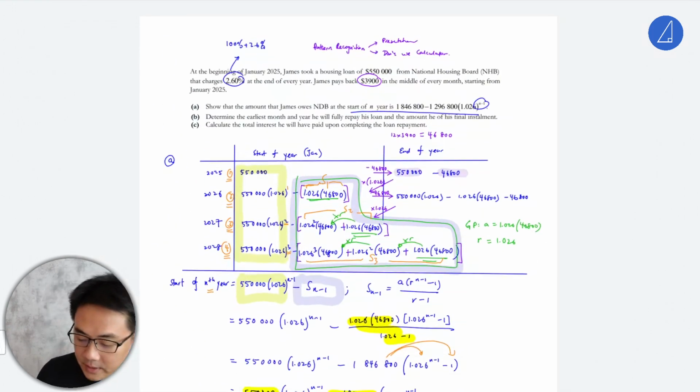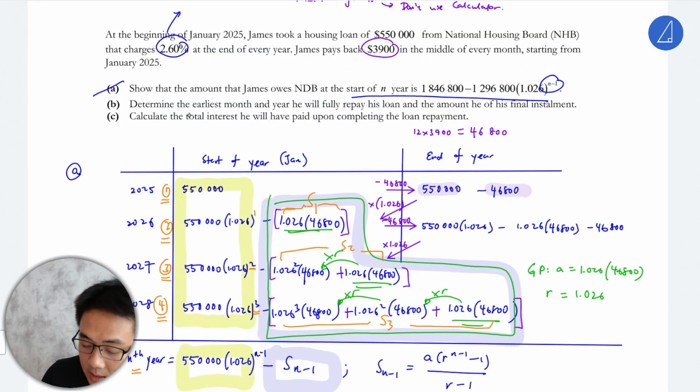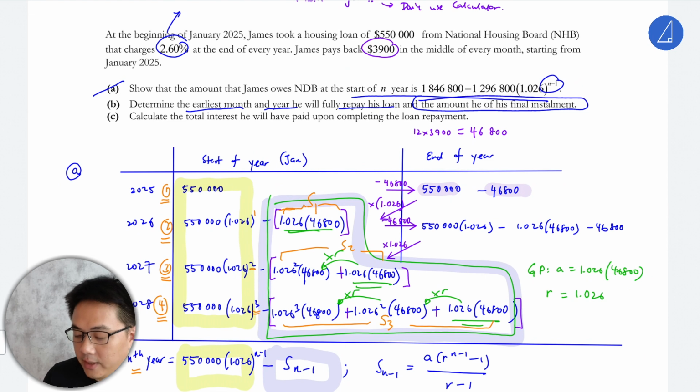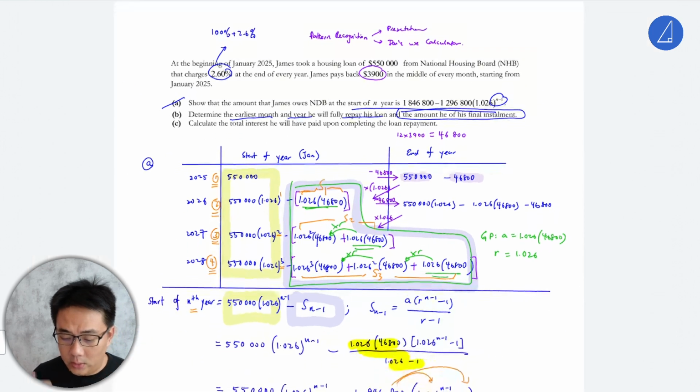So the second part, which is the interesting one: determine the earliest month and year in which he will fully repay his loan, and find the amount he pays for his final installment. Basically, every month you pay 3,900. There will be a last month where you will not pay exactly 3,900. It will be some other value. So what we need to do is find out the earliest year.